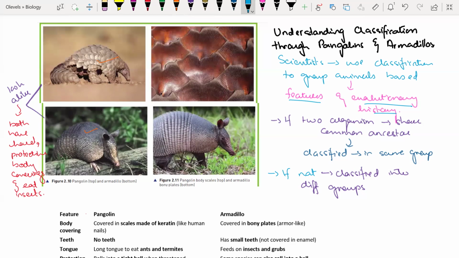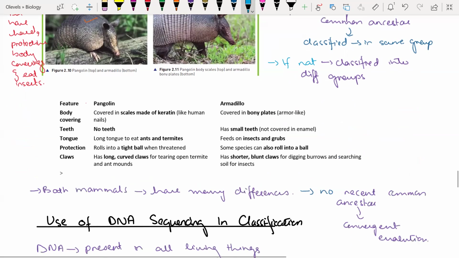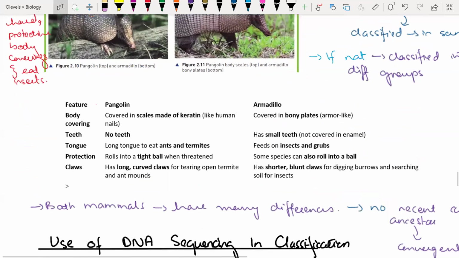Is that clear, class? Yes. Okay, now we can see their features as well. For example, in case of pangolin, the body is covered in scales that are made up of keratin. Now, keratin is a protein that is also found in the nails of humans, right? While armadillos have their body covered in bony plates, right? And that serves as an armor-like structure.